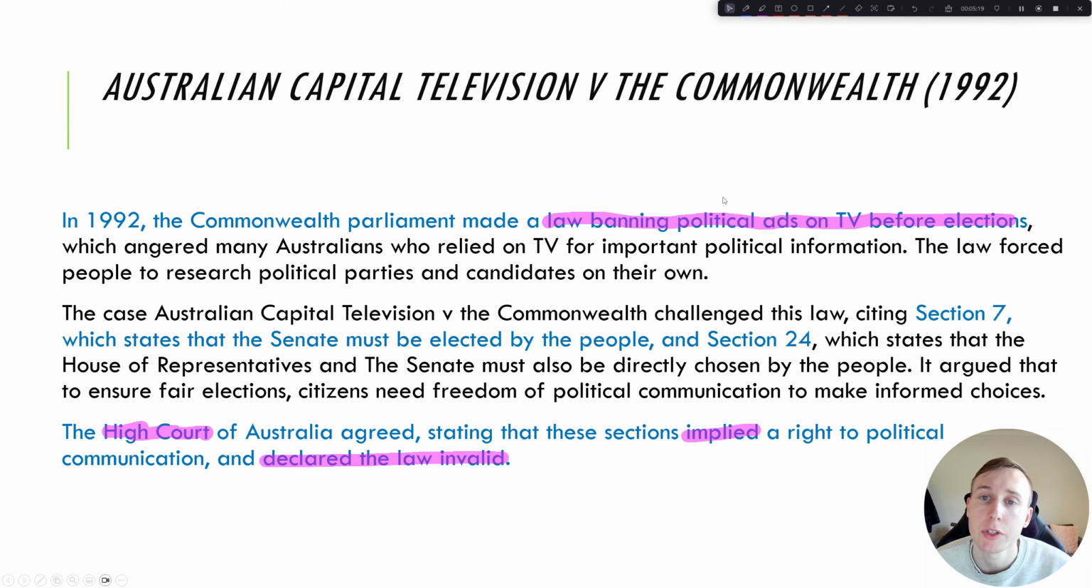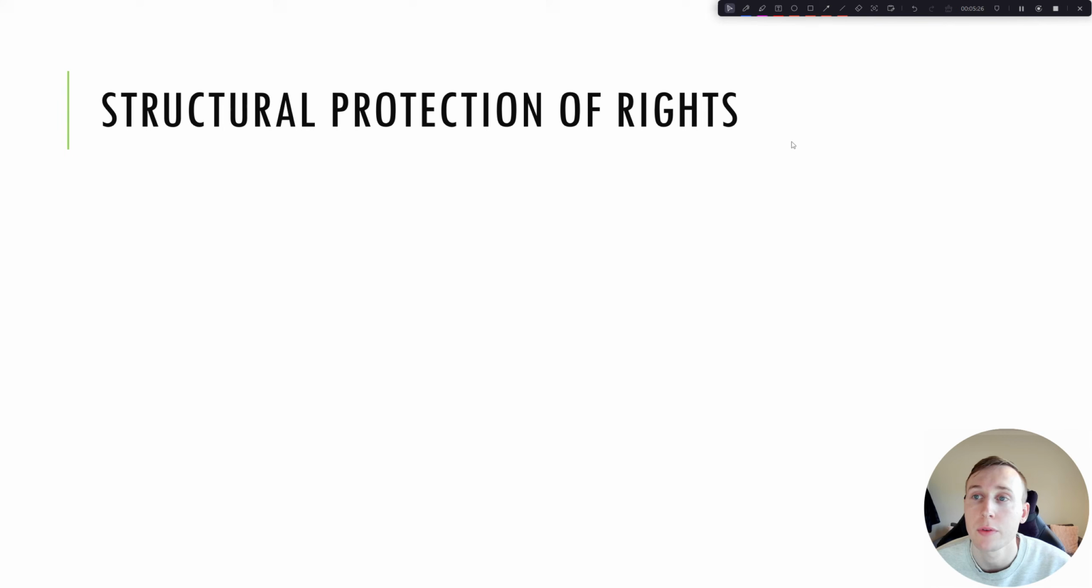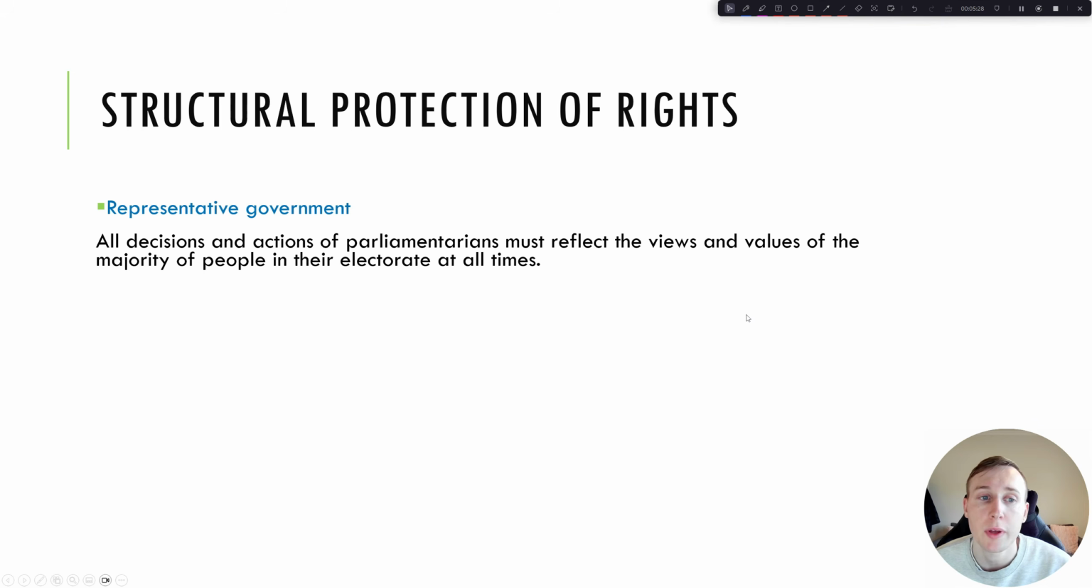The last protection in the Constitution is what's known as structural protection of rights. I think this one is pretty straightforward. Just to explain, it's made up of three things. The first one is representative government. Like it says in the name, people in government are there to represent our views and values.